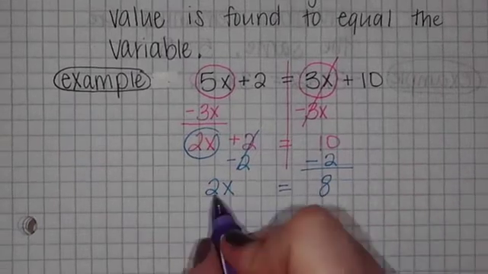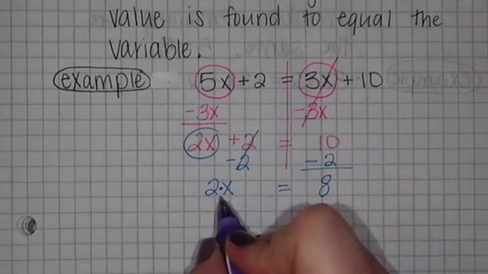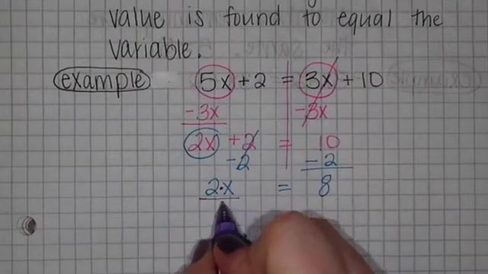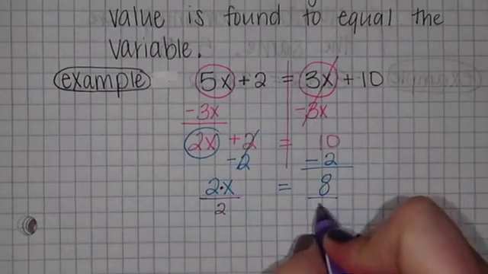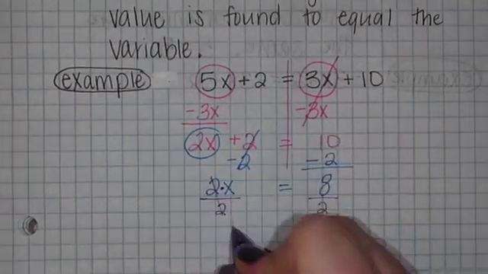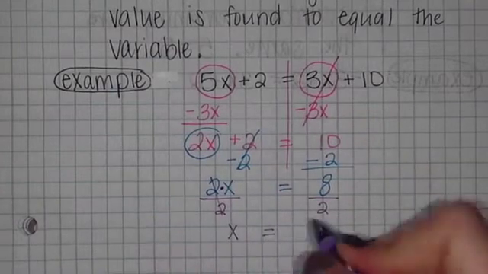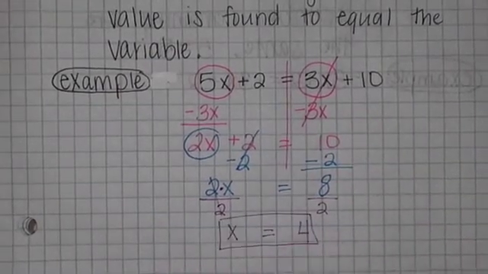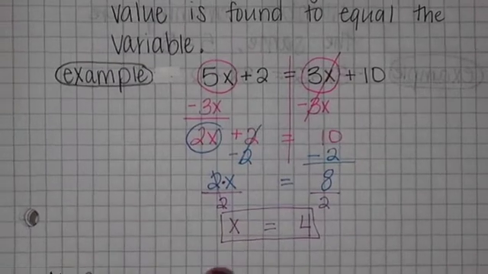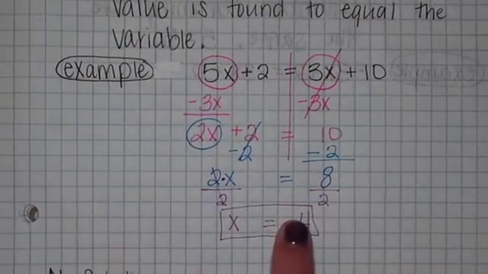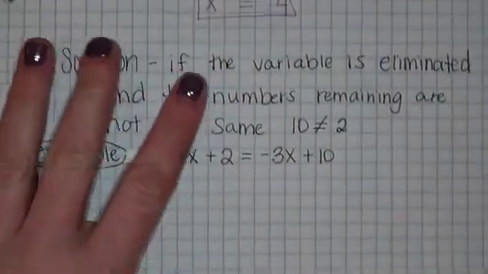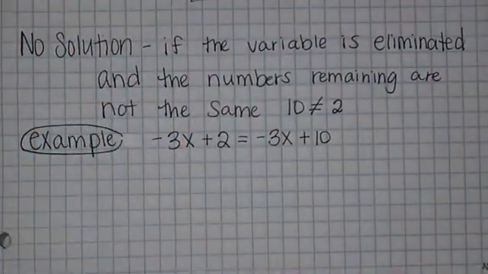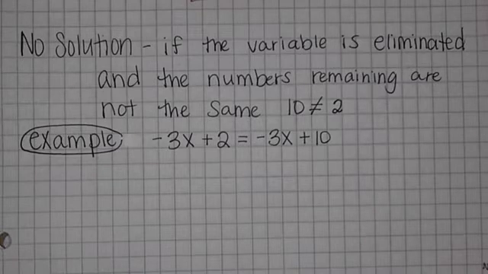Continue solving. So now it's 2 times x. The opposite of multiply by 2 is divide by 2. Then divide by 2. x equals 4. Okay, so the variable is equal to a single value. Okay, now let's look at no solution. So no solution is if the variable is eliminated and the numbers remaining are not the same.